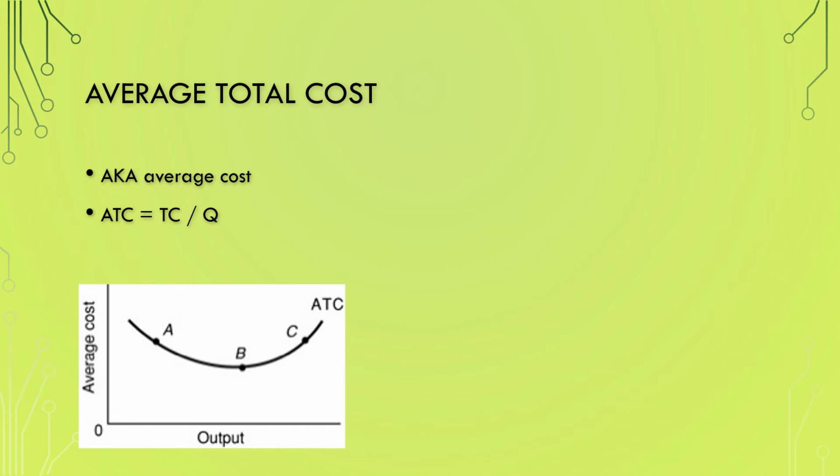Average total cost equals total cost divided by quantity. So all these averages are super easy. Just divide them all by quantity, which should make a lot of sense, hopefully. So this is what our average total cost curve looks like. It's U-shaped, and actually the next slide is going to explain exactly why it is shaped in this way.